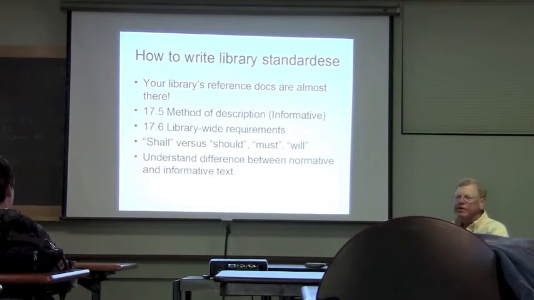How to write standardese and the method of description. I think if you've been involved with Boost documentation, you probably know some of this stuff, but section 17.5 of the standard, in the library chapter, is the method of description, and it's informative, so you might want to read that. And 17.6, the library-wide requirements. You're gonna run into a lot of stuff that if you puzzle your way through it, you realize you already know it, you already do it. Those are two clauses in the standard.